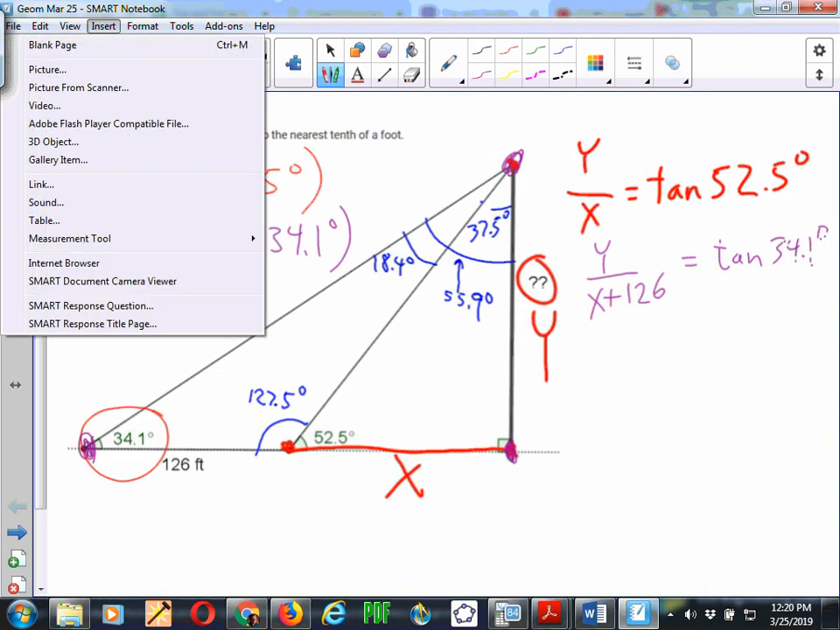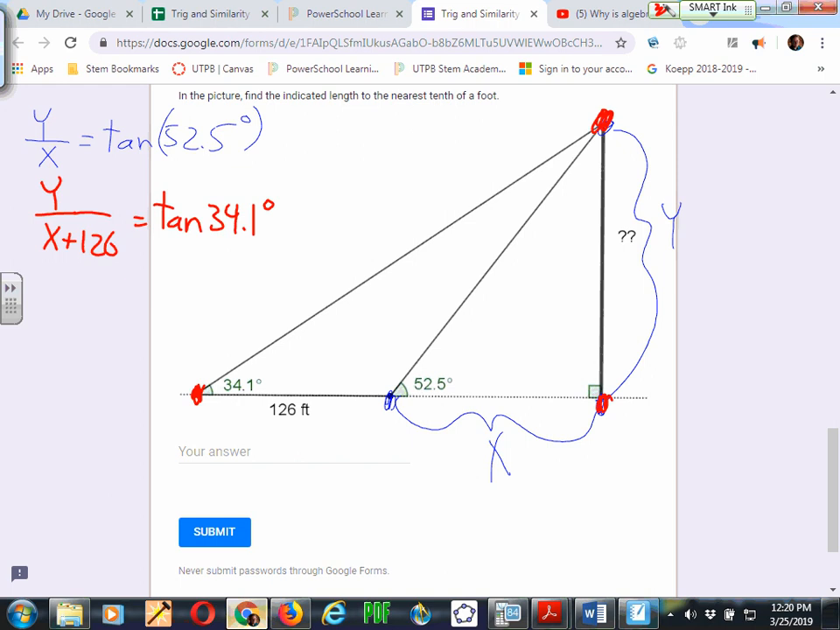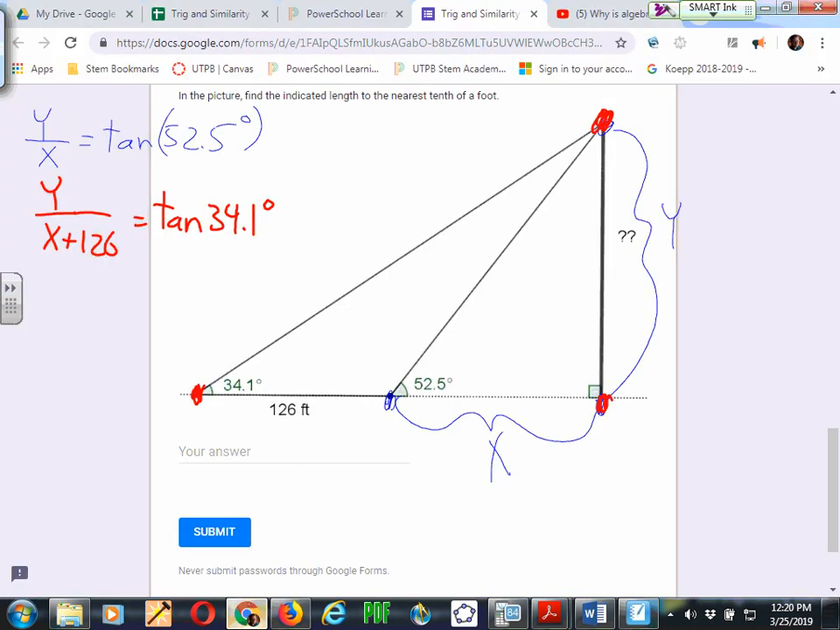Let's see, insert, and I want to put a blank page in here. So what I'm going to do is I want to take this much. Actually, I want to come back over here and hit that, and then come back over here. And I want to rewrite this as y equals x tangent 52.5, and y equals x plus 126 times the tangent of 34.1 degrees.